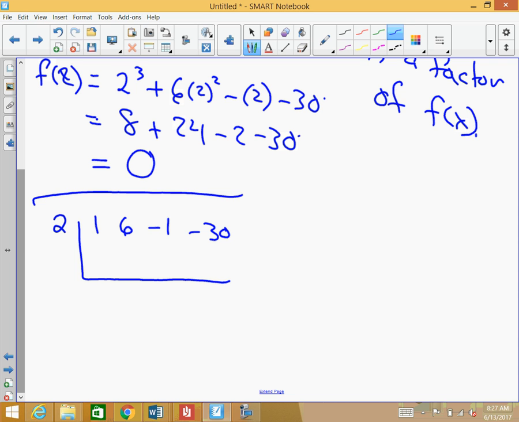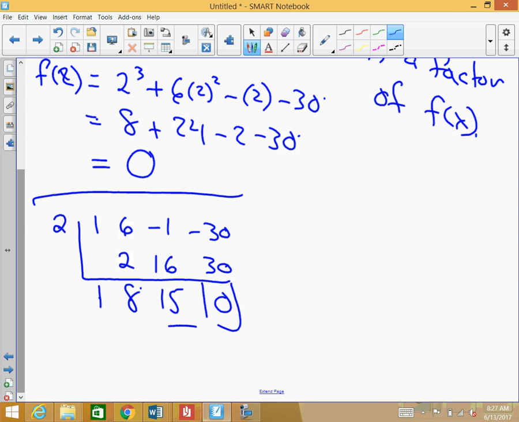So bring down the 1. 2 times 1 is 2. 6 plus 2 is 8. 2 times 8 is 16. That gives me 15. 2 times 15 is 30. Minus 30 plus 30 gives me 0 remainder.